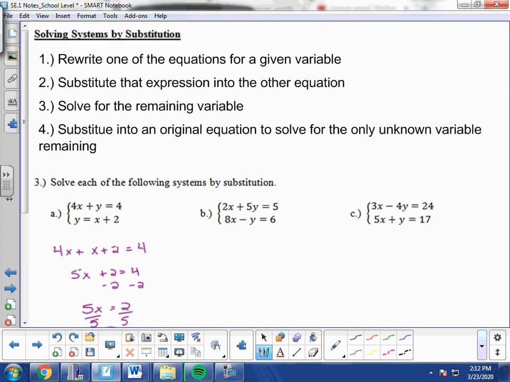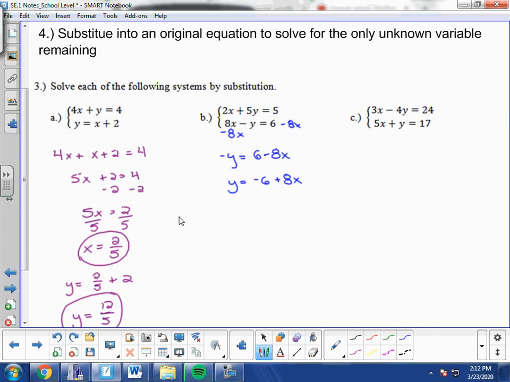So subtract 8x from both sides. So this would give me negative y equals 6 minus 8x. Then I would want to divide by negative 1, so y equals negative 6 plus 8x. Now again, once we get y by itself, we want to go back to the other equation and substitute it in. So I want to go ahead and replace this y right here with negative 6 plus 8x.